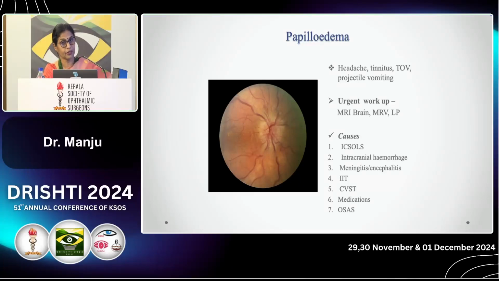These patients require an urgent systemic and neurological workup. You need to do MRI brain and MRV and sometimes a lumbar puncture. You have to rule out causes like a space-occupying lesion, intracranial bleeds, meningitis, idiopathic intracranial hypertension, and venous sinus thrombosis.